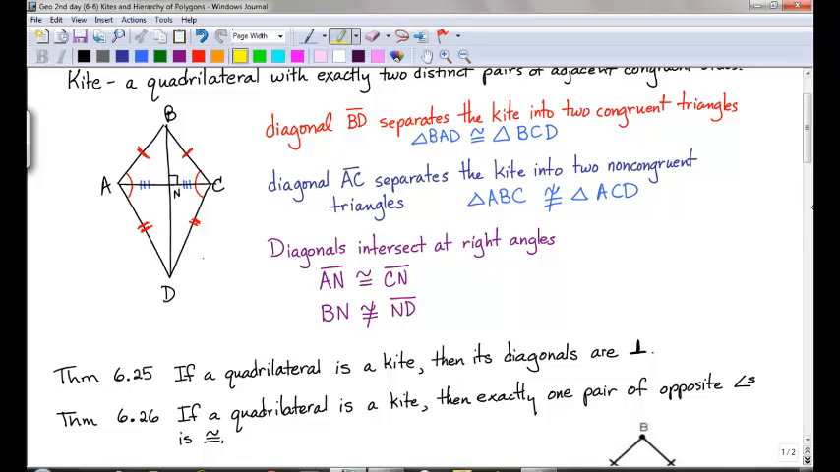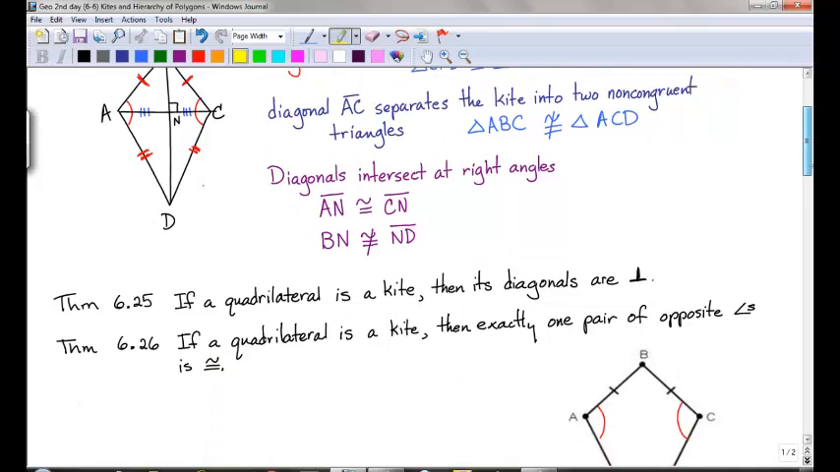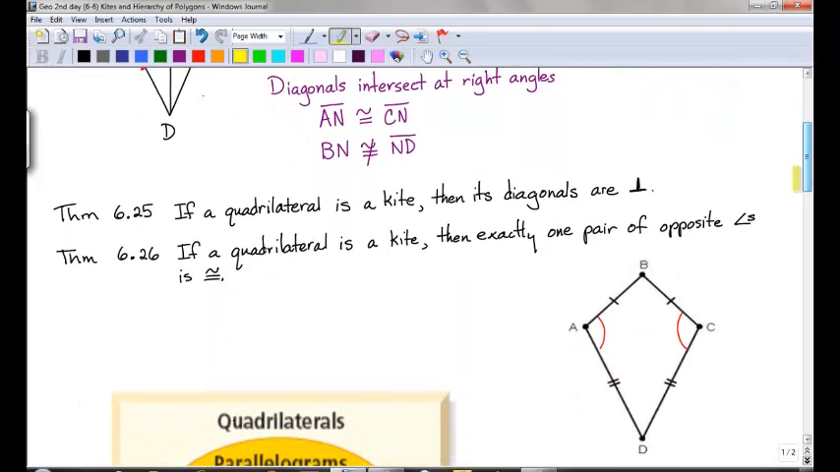Okay, and then theorem 6.26. If a quadrilateral is a kite, then exactly one pair of opposite angles is congruent. Okay, and picture-wise, this is what that looks like.